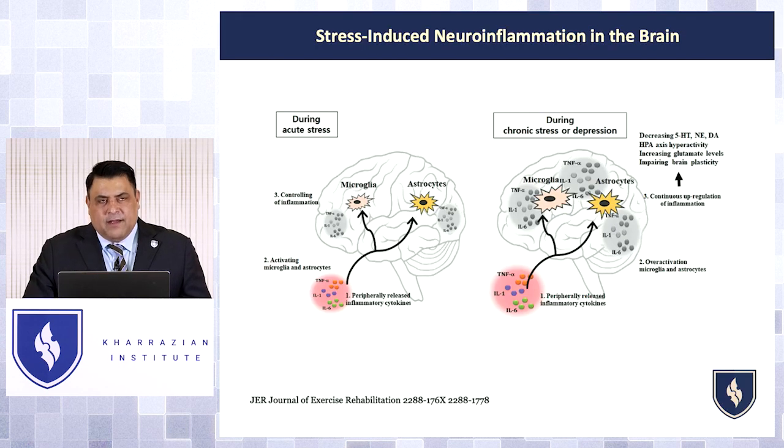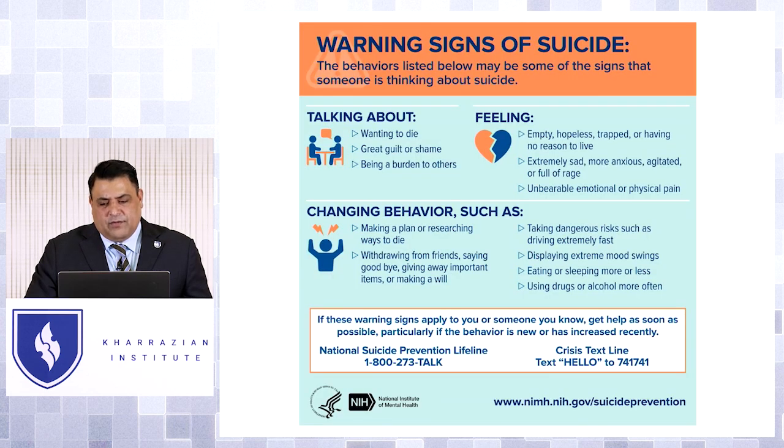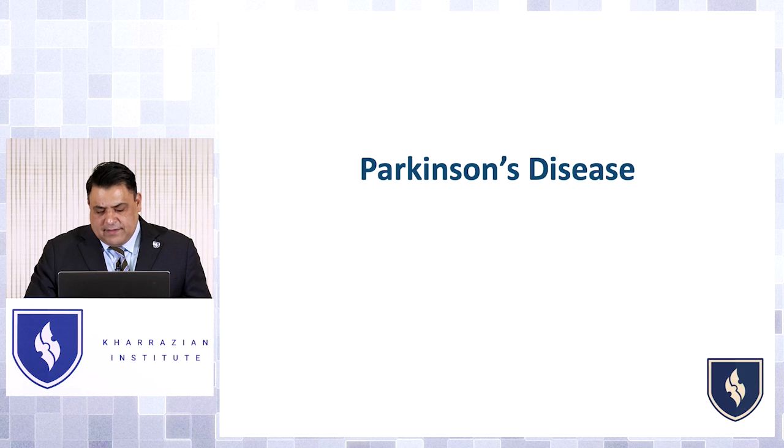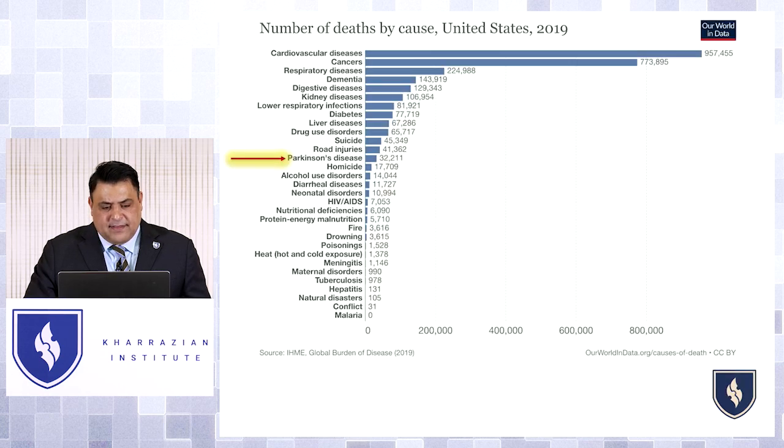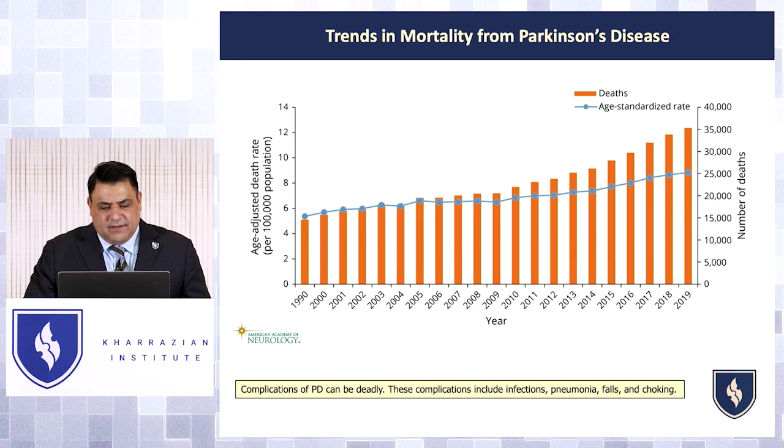And I would say the greater expressed your hallmarks of aging are, the more prone you are for depression and for things like suicide. And then the last major cause of death, Parkinson's disease. Parkinson's disease rates and trends in mortality have gone up. It's one of those things that has not gone down with time. It's gone up with time. So people dying from Parkinson's disease.